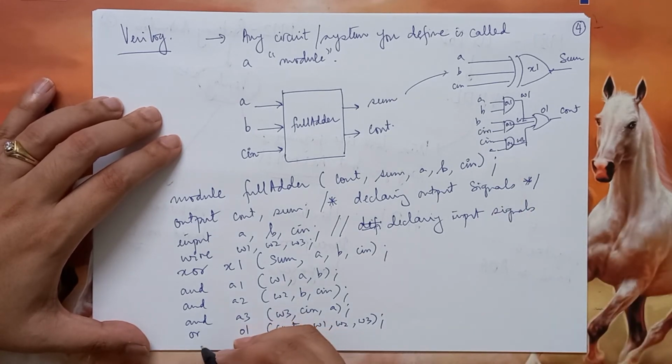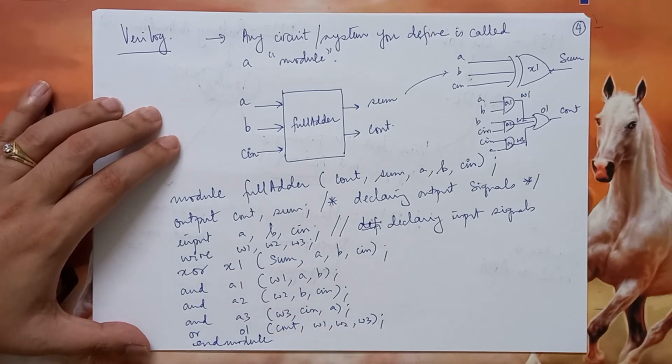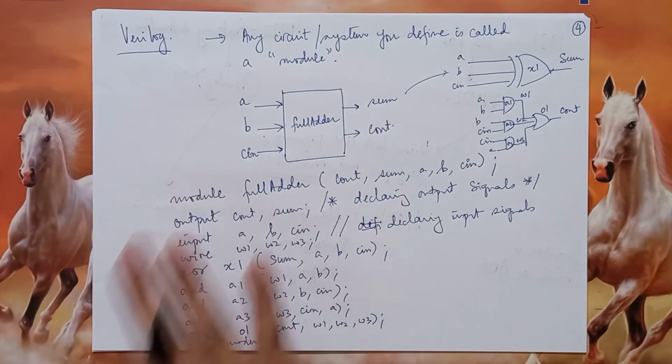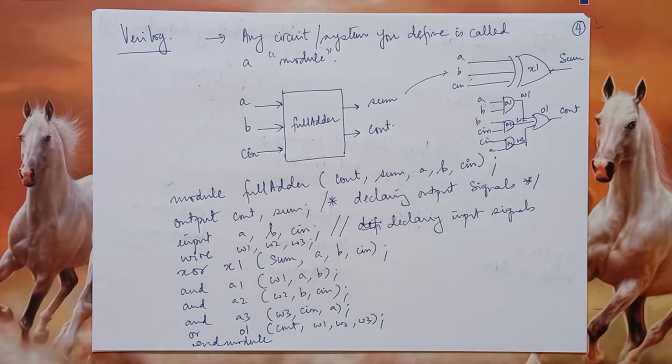And you can now end this description with the keyword endmodule, which is a single word. You start your description with module, and you end it with endmodule. It has no semicolon. So this is an example of how you can write a Verilog description for a full adder.